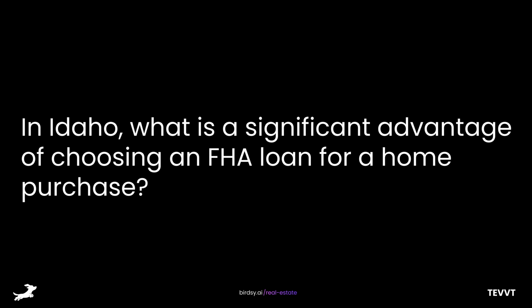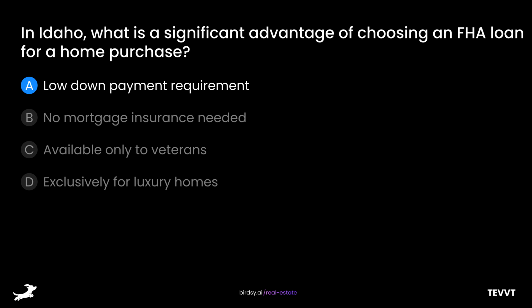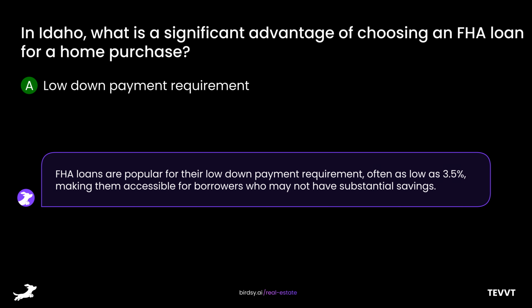In Idaho, what is a significant advantage of choosing an FHA loan for a home purchase? Is it A, low down payment requirement? B, no mortgage insurance needed? C, available only to veterans? Or D, exclusively for luxury homes? The answer is A, low down payment requirement. FHA loans are popular for their low down payment requirement, often as low as 3.5%, making them accessible for borrowers who may not have substantial savings.